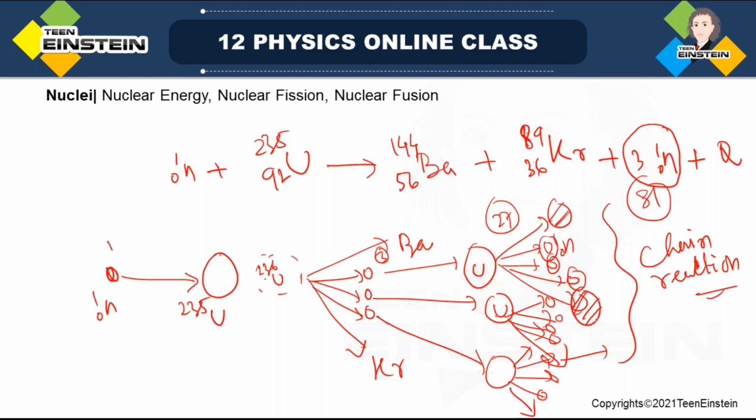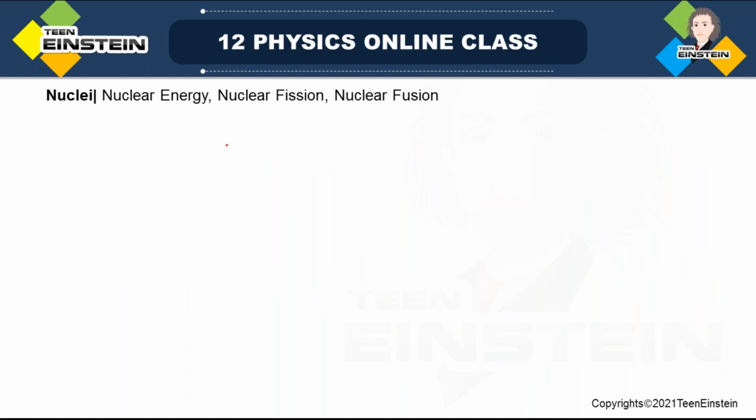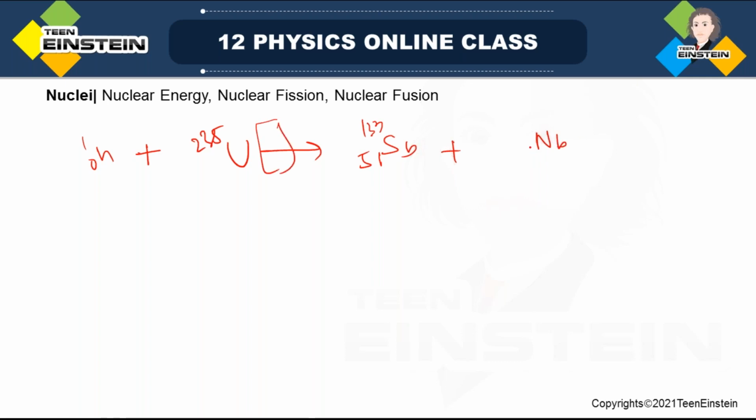There are many other pathways of this reaction. For uranium 235 itself, there is another reaction where it gets split into antimony and niobium.